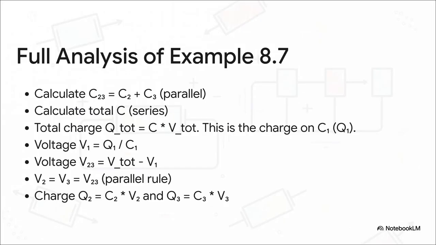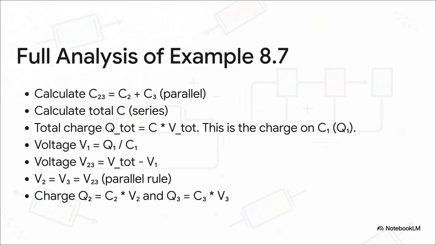This slide lays out the whole algorithm. So, pass 1 is reduction. We combine C2 and C3 in parallel. Then we combine that result with C1 in series. Now we have the total capacitance. Pass 2 is the expansion, where we work backward. First find the total charge the battery supplied, using Q total equals C total times V total.